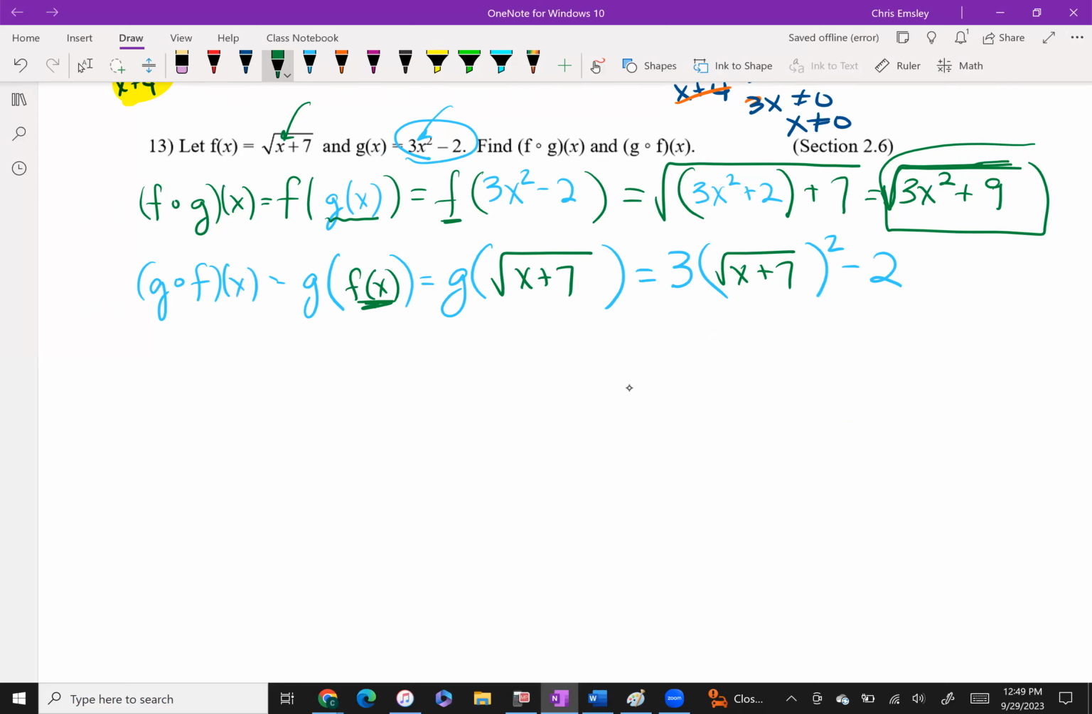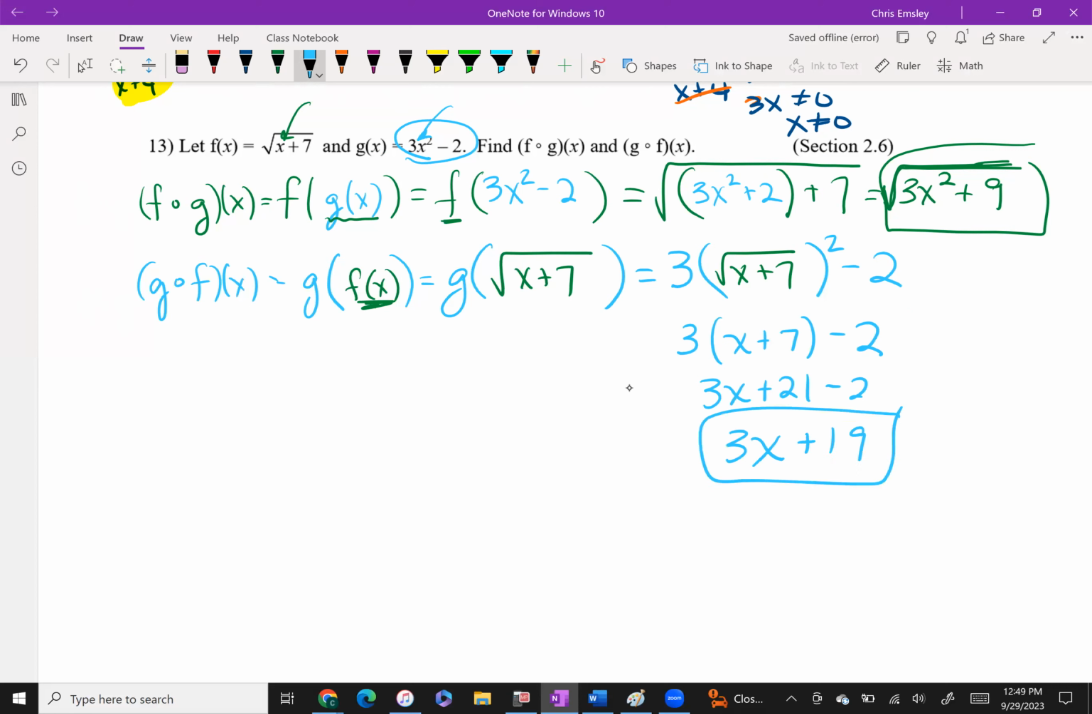And again, we can do some simplifying. The radical and the exponent, those two cancel each other out. So we just end up with 3 times x plus 7 minus 2. We distribute that 3, and then combine our like terms. So 3x plus 19 would be our final composite result.